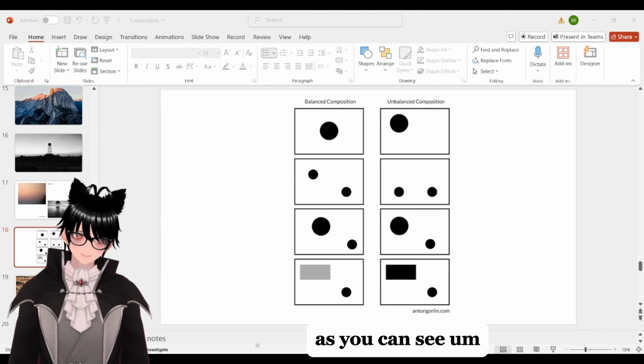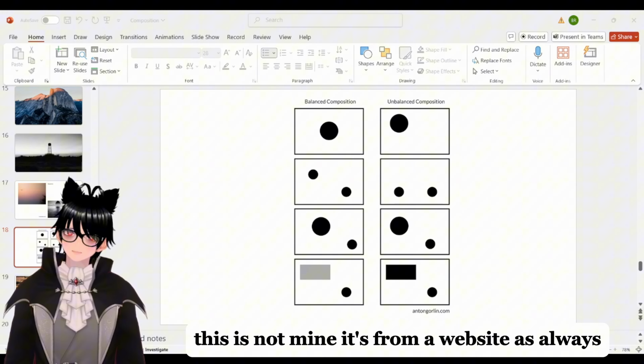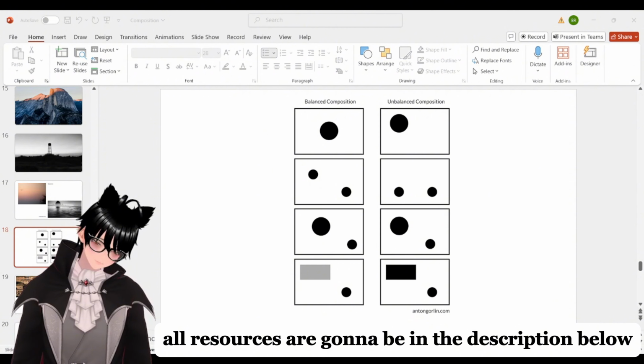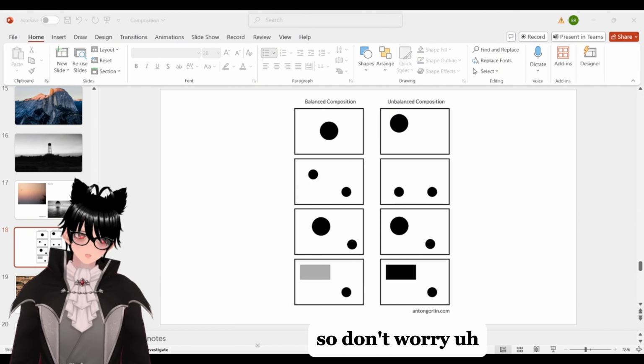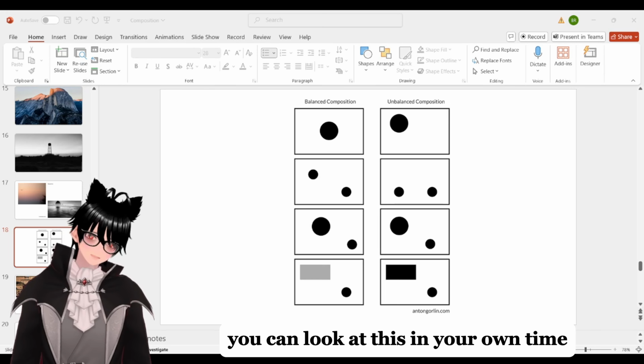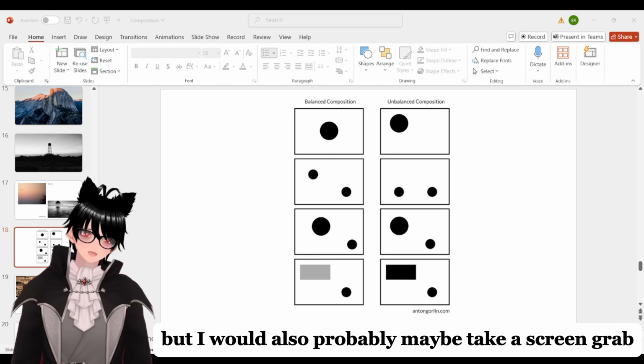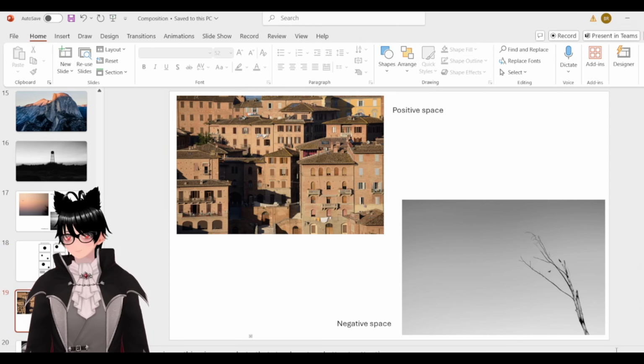As you can see, this is not mine, it's from a website. As always, all resources are going to be in the description below. So don't worry, you can look at this in your own time, but I would also maybe take a screen grab because it might be quite useful.